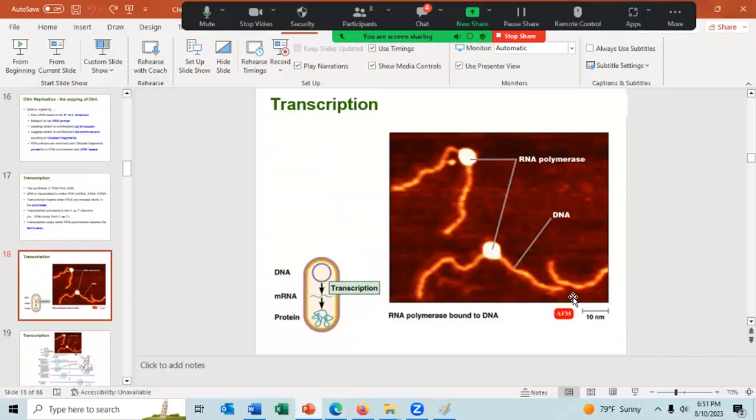Here we're actually looking at a microscopic picture. It's an electron microscope. It's not a transmission electron microscope or a scanning electron microscope. This is actually a fluorescent electron microscopic image. There you can see this is the DNA, and that's RNA polymerase on the DNA. And right there, we're seeing a little bit of RNA being transcribed.